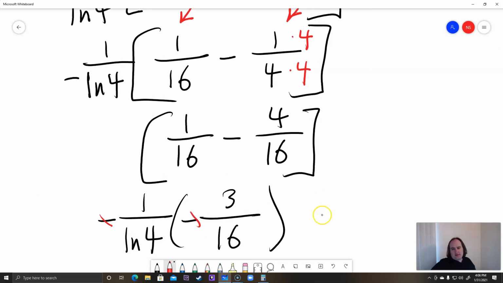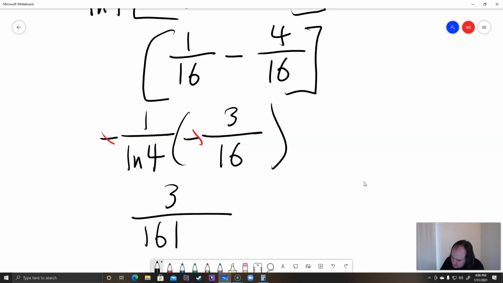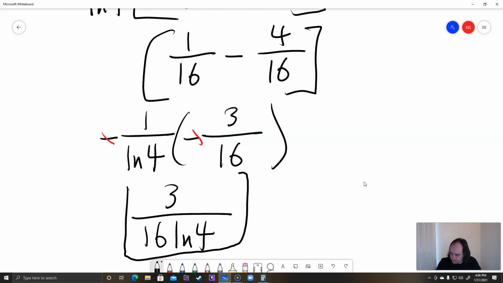And then the standard way to write your answer is to write the constant first and then write your logarithm second. So the way you would write your answer is you'd have 3 on the top, and then on the bottom you have 16 ln of 4. Okay, so 3 over 16 ln of 4. All right, cool. So that finishes that lecture.